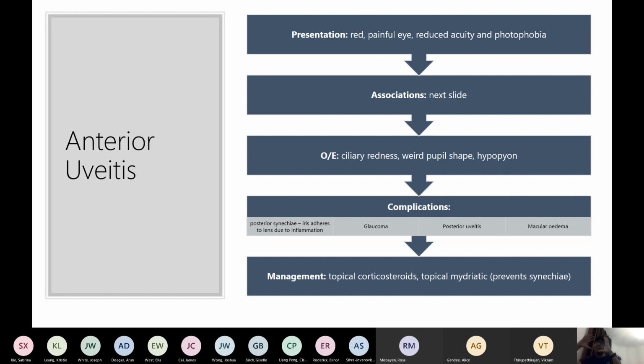And if you get swelling at the back of the eye, you can also get macular edema as the fluid builds up. And macular edema can cause issues with your vision again. So these are four complications that I reckon are worth learning. Management: topical steroids, and you give them a topical mydriatic, and that prevents the synechia from forming. So what does a mydriatic drug do?